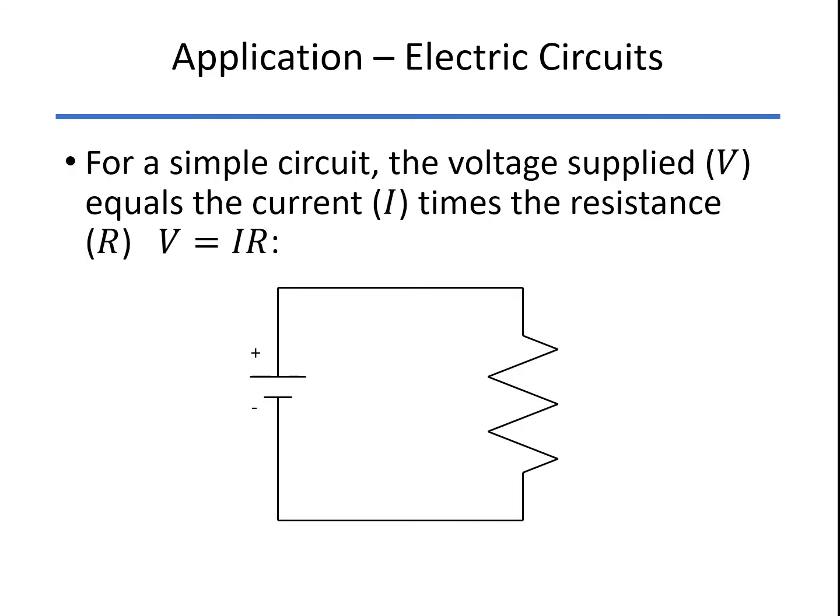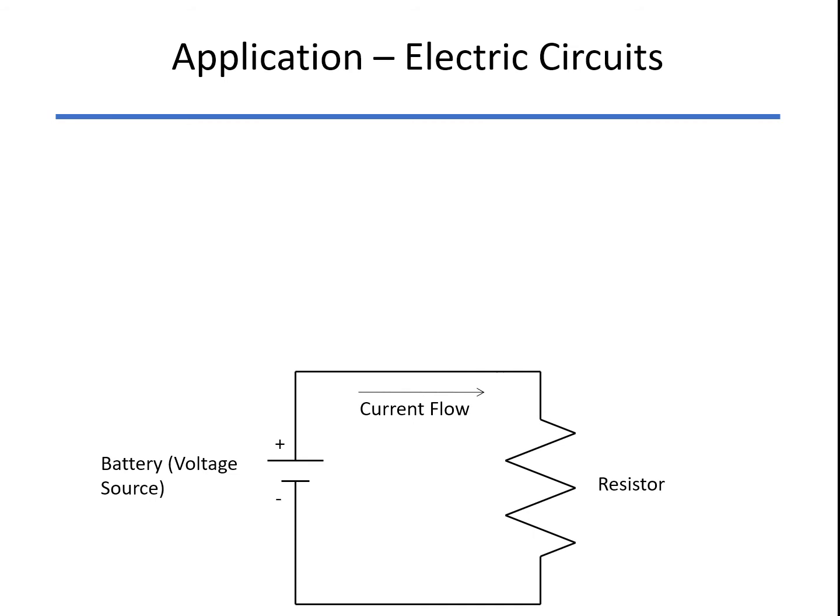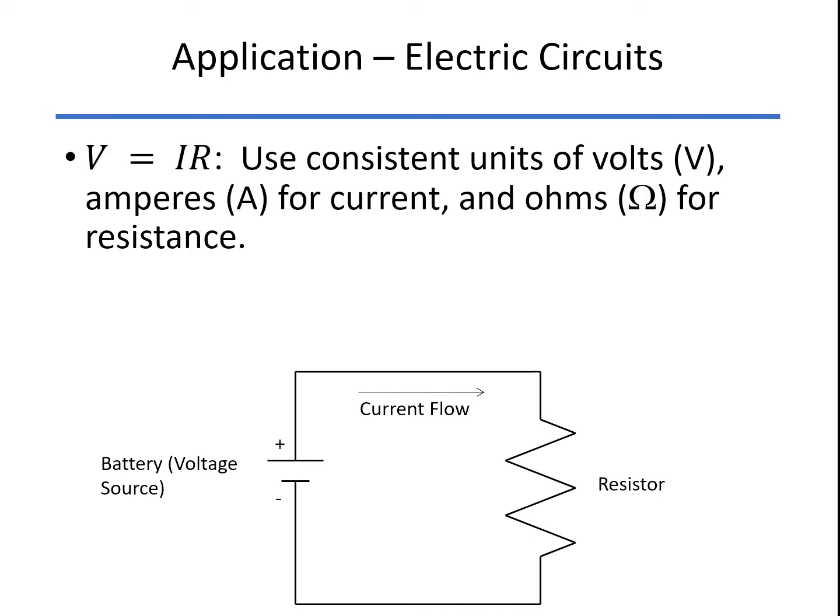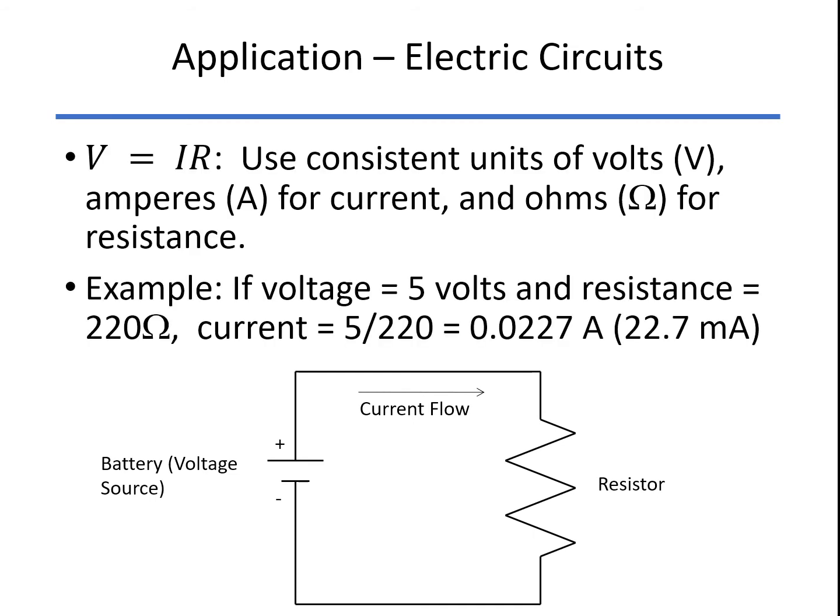So in an electric circuit, it's a very simple circuit like that where we have a battery and a resistor. The battery is our voltage source. We have a resistor, and the current will flow, the electrons will flow around there. And the simple equation V equals IR, the voltage equals current times resistance. So using our consistent units of volts, amps, and ohms, if we have a 5-volt battery and a 220 ohm resistor, we can calculate the current as shown here. Simple linear equation, only one unknown.